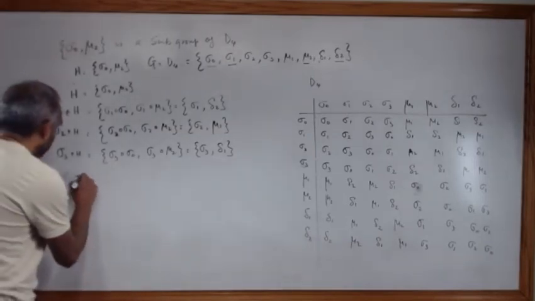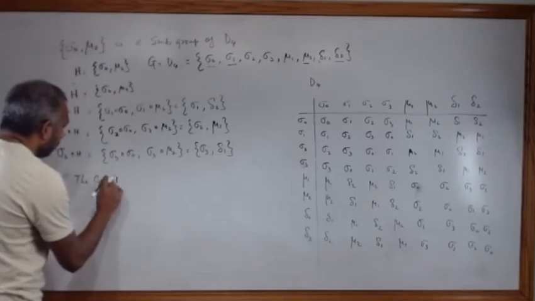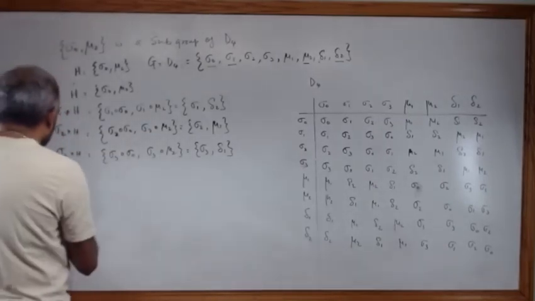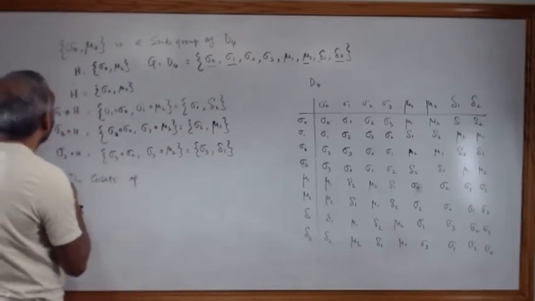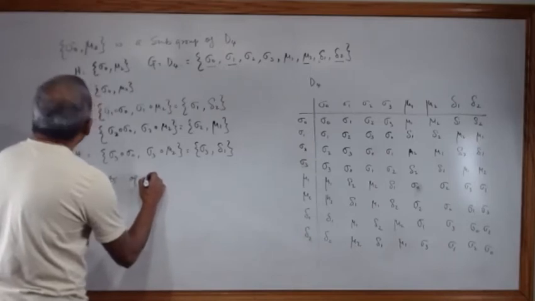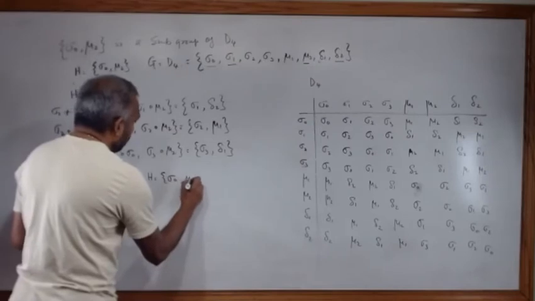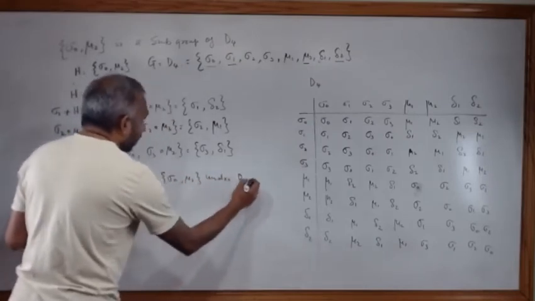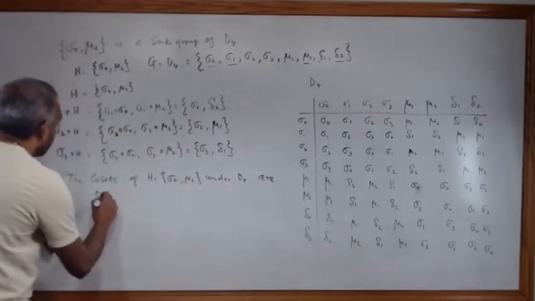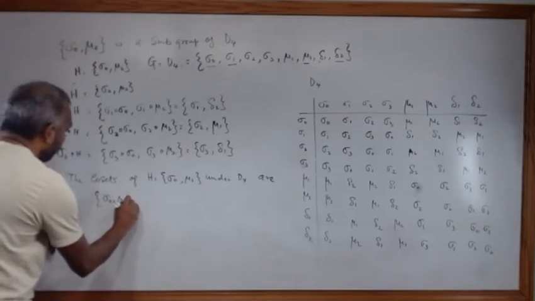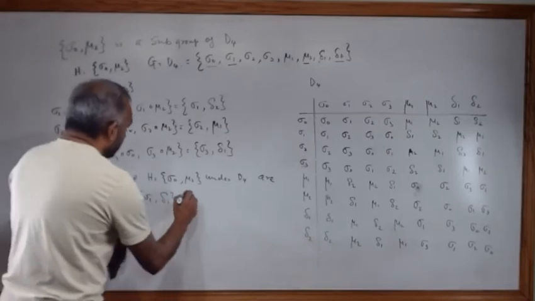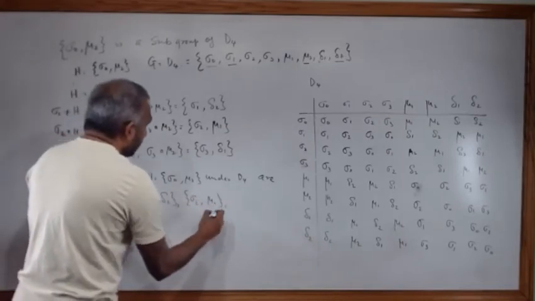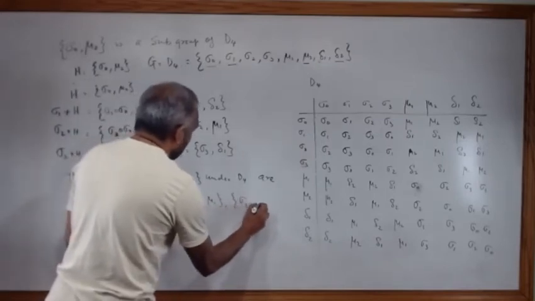Okay. So the cosets of H equal to sigma 0, mu 2 under D4 are sigma 0, mu 2, then sigma 1, delta 2, then sigma 2, mu 1, then sigma 3, delta 1.